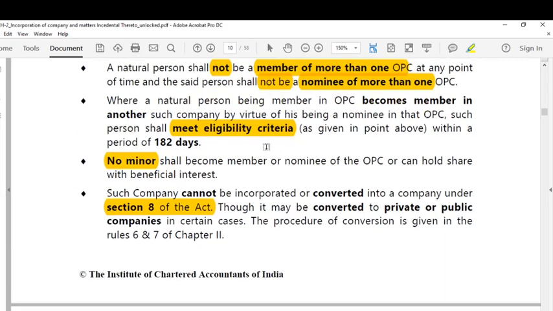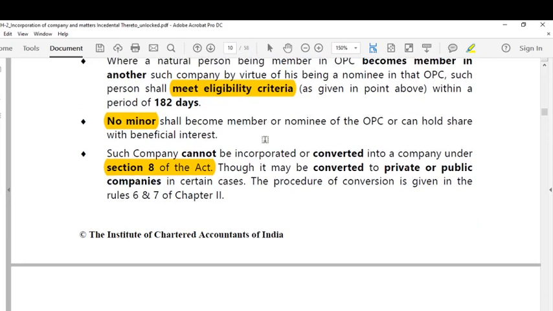And then the next is that if you are a member of one company and also a nominee of another OPC, and if in the other OPC the member dies, you will automatically become a member of the other OPC also. Which means you are the member of two OPCs, but you have to meet the eligibility criteria within a period of 182 days. Remember, so that is the provision which is being given very nicely.